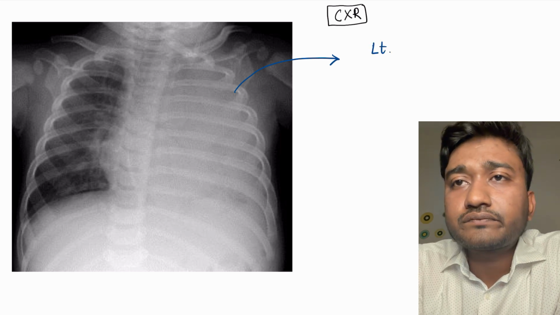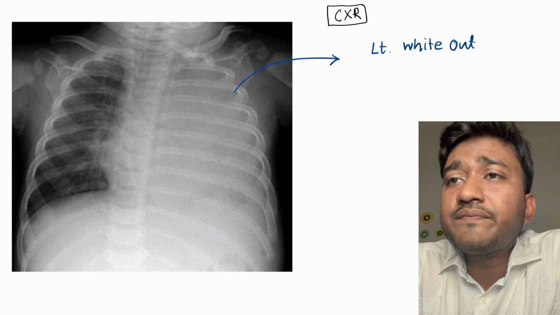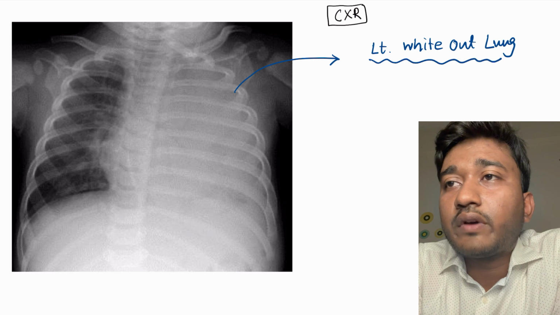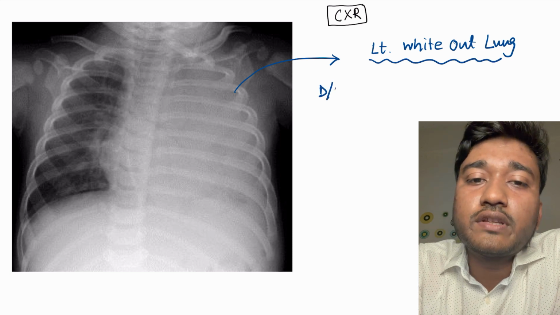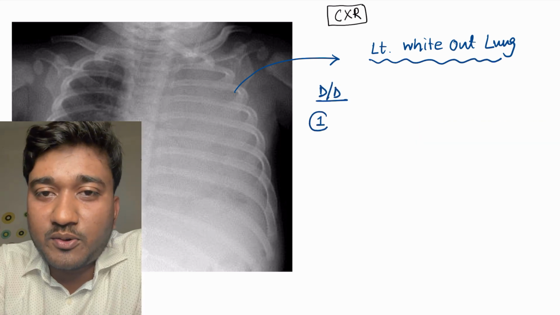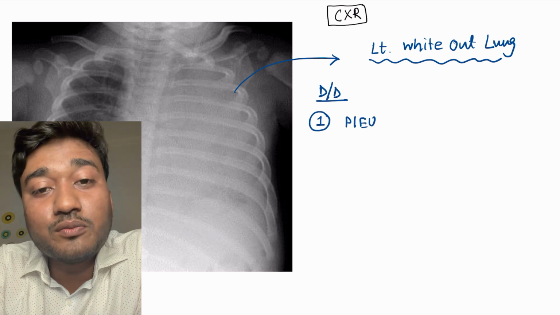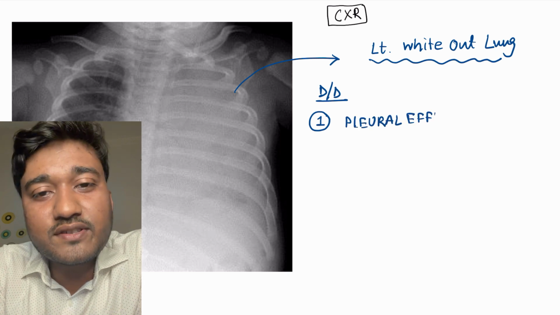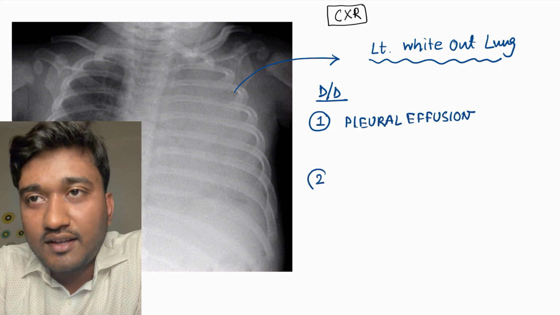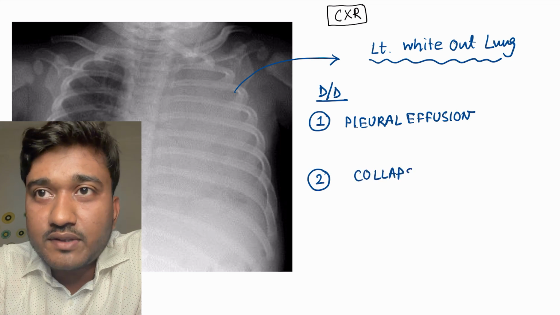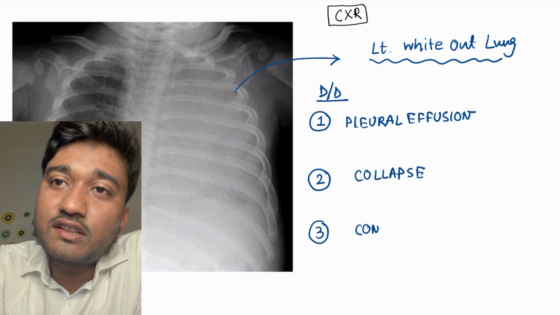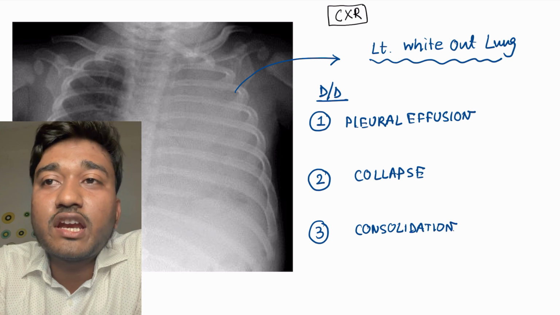What will you find in this patient? What can you see? There is a left-sided whiteout lung. What could be the differential diagnosis for a left-sided whiteout lung? It could be pleural effusion, collapse, or consolidation. Can you differentiate from this picture? In all these three conditions, there will be a unilateral whiteout lung.